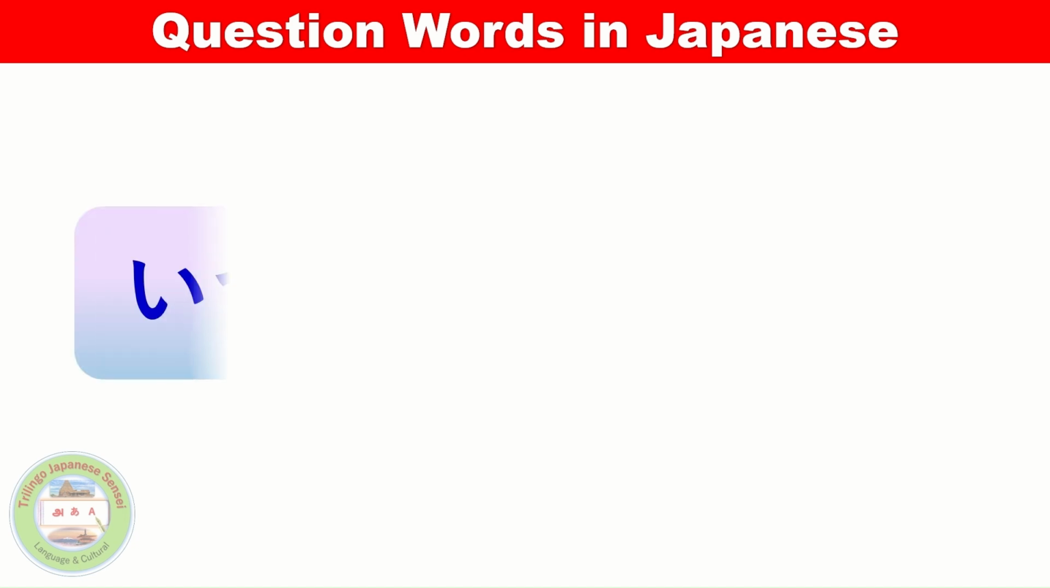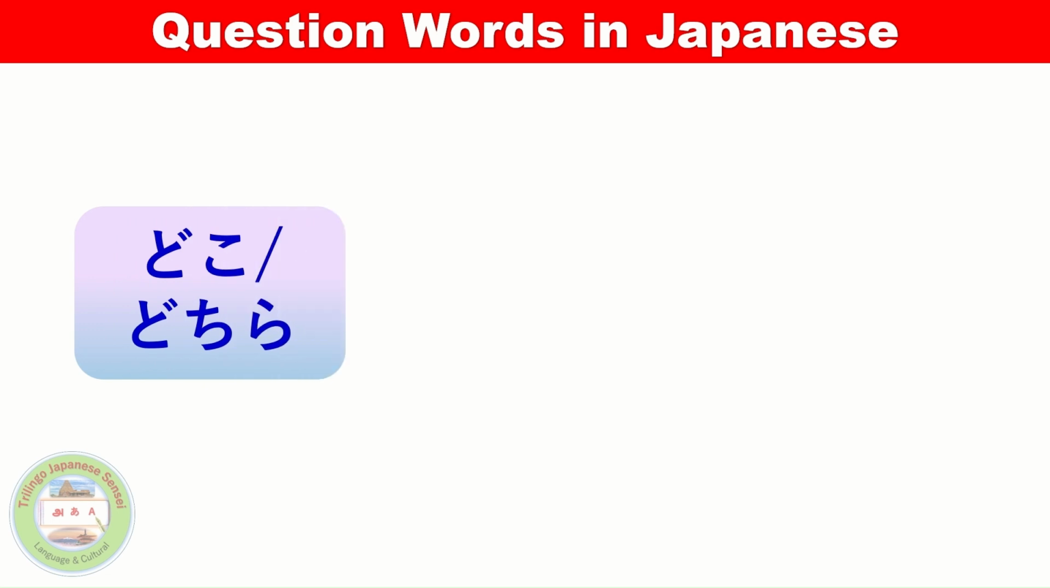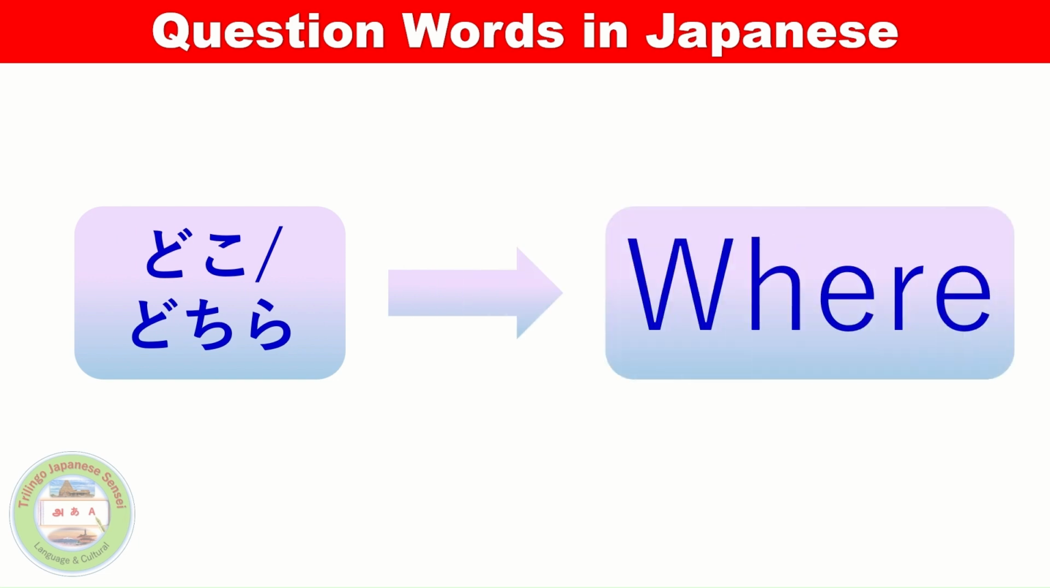The next word, itsu. Itsu means when. Yes, it is a question word related to time. Let's see the next word. Doko or dochira. Doko or dochira both means where, whereas doko means a casual way, dochira means a formal representation. So please use this wisely depending upon the situation and the person to whom you are talking with.